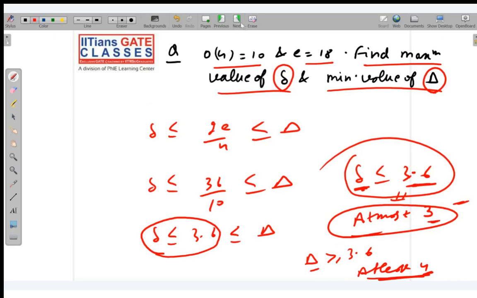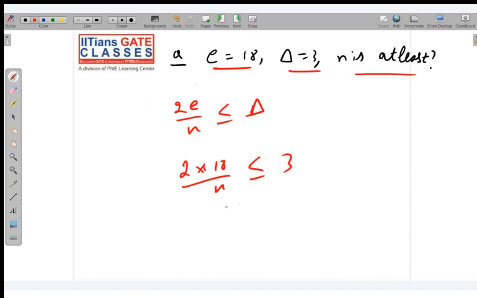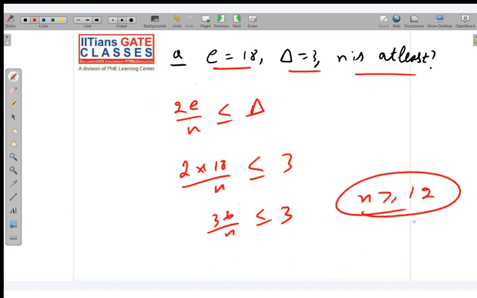Next, E is 18, delta is 3, n is at least what? Very simple. So 2E by n is less than or equal to delta. So 2 into 18 divided by n is less than or equal to 3. So 36 divided by n is less than or equal to 3. So n will be greater than or equal to 12. So n is at least 12. We cannot predict the exact answer, because if the graph is not given, how will you give an exact answer? You will say at least 12.